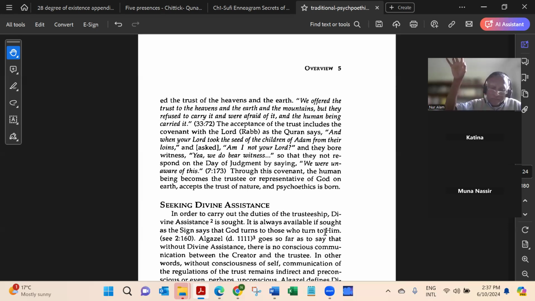primordial time, we have a covenant with God. Ourself, the self, and God had a covenant. So the contract, and that contract was with this trust, the acceptance of the trust, and as a result, we became a trustee. And that's a beautiful introduction, right?